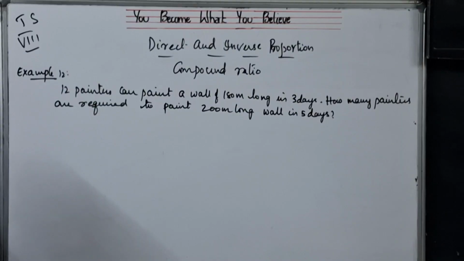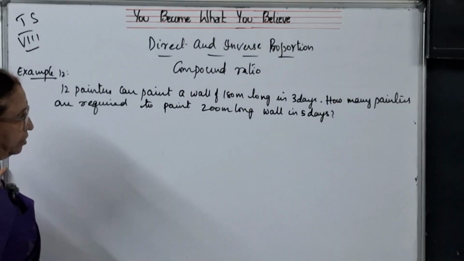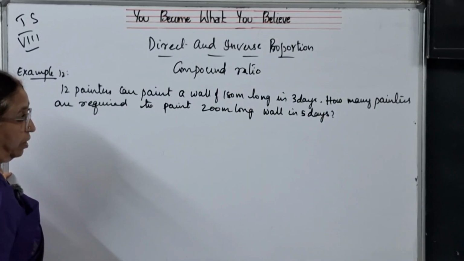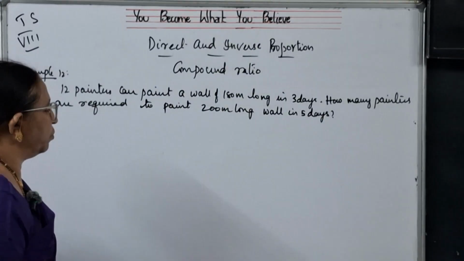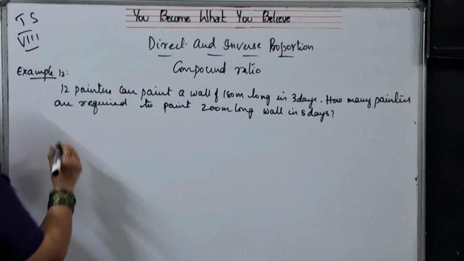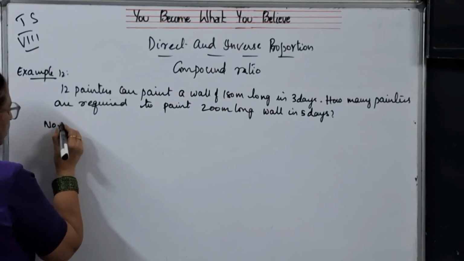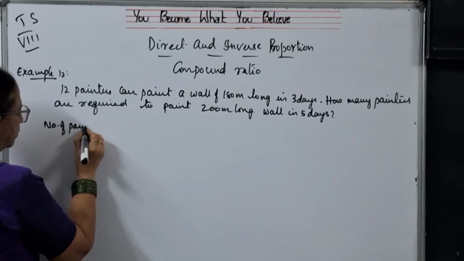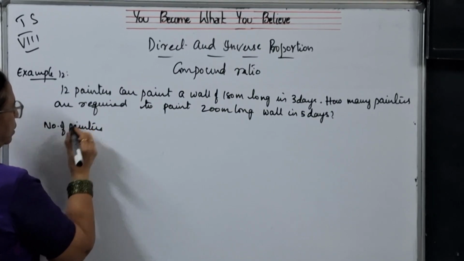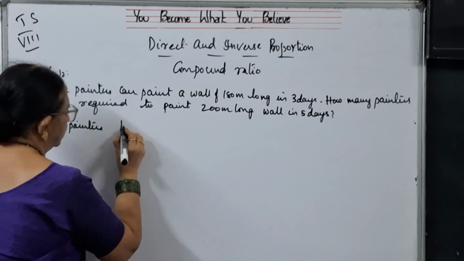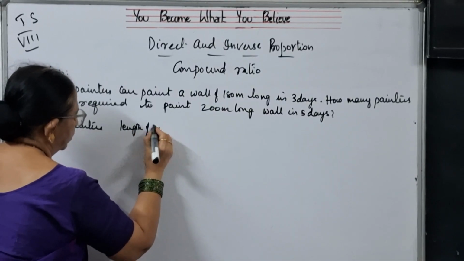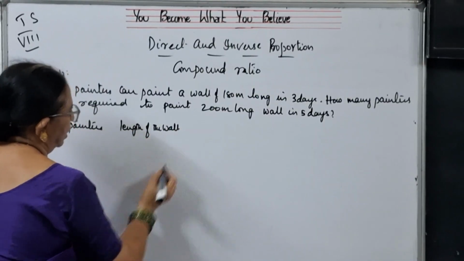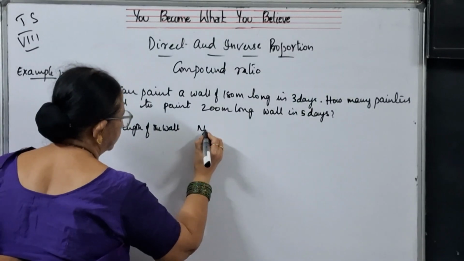Now example 12, children. 12 painters can paint a wall of 180 meters long in 3 days. How many painters are required to paint a 200 meters long wall in 5 days? So here what are the three quantities? Number of painters, and then length of the wall, and then number of days.